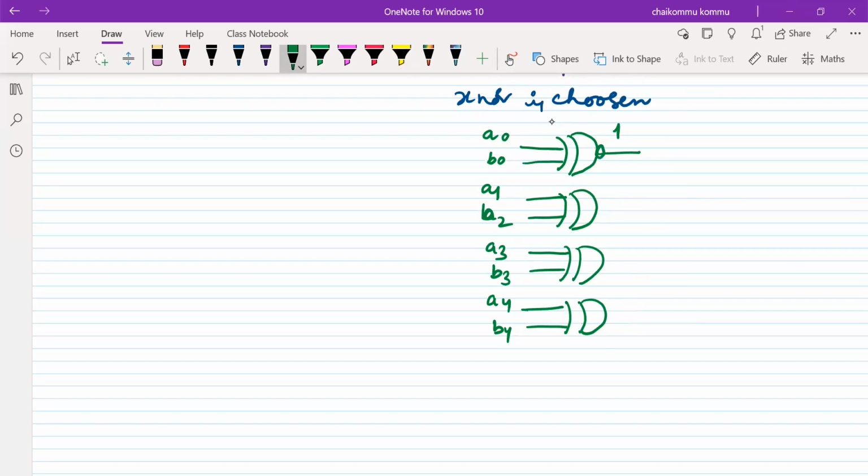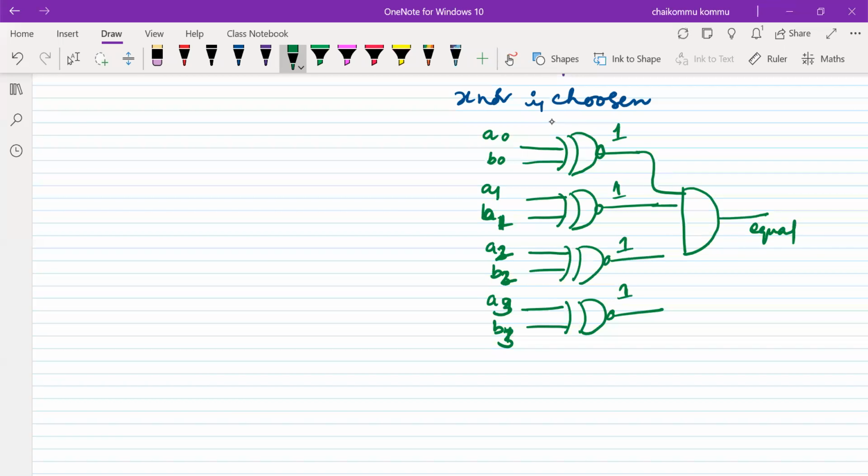That is XNOR, right? A1, B1; A2, B2; A3, B3. Next, if both are equal to 1, the function output becomes 1. If A1, B1 gives 1, A2, B2 gives 1, A3, B3 gives 1, and if all are equal to 1, then only the function output will be 1. For that we are going to use an AND gate, and we have an output called equal. So connect these things here.